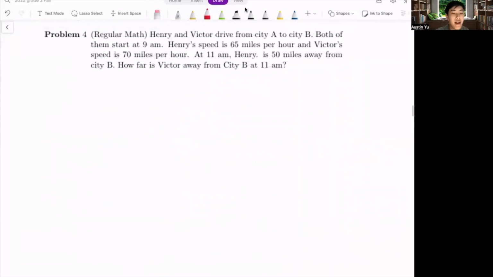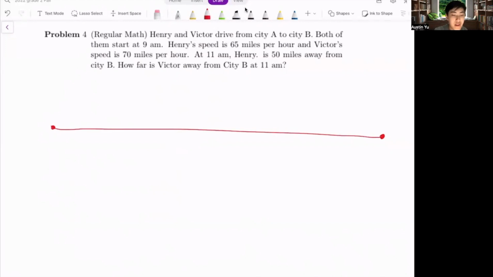Problem 4. Henry and Victor drive from city A to city B. Both of them start at 9 a.m. Henry's speed is 65 miles per hour, and Victor's speed is 70 miles per hour. At 11 a.m., Henry is 50 miles away from city B. How far is Victor away from city B at 11 a.m.?